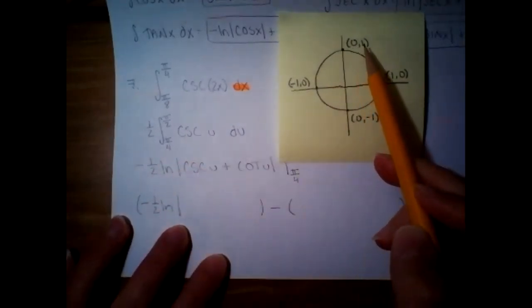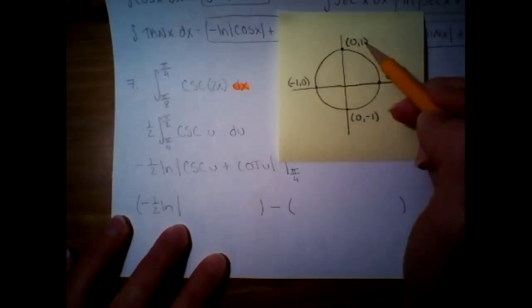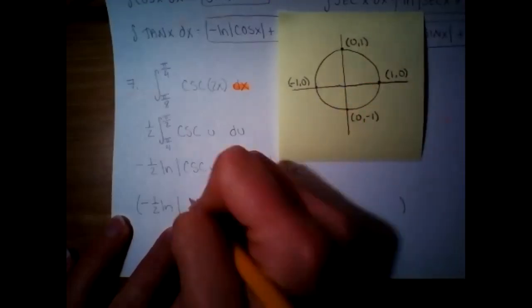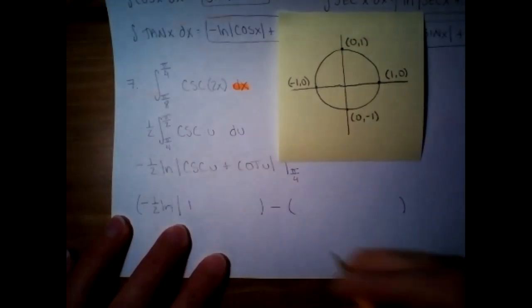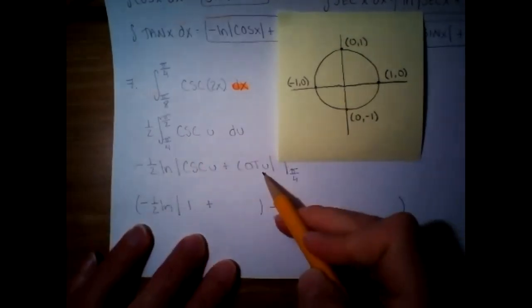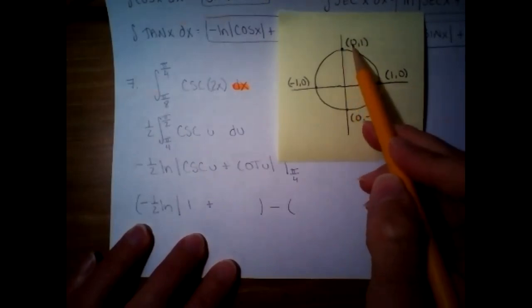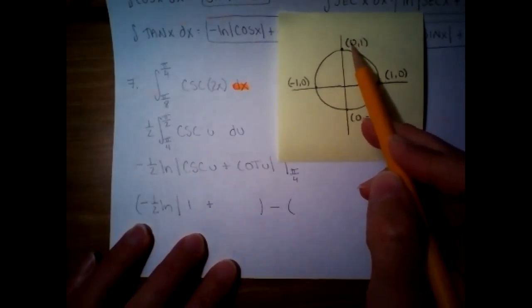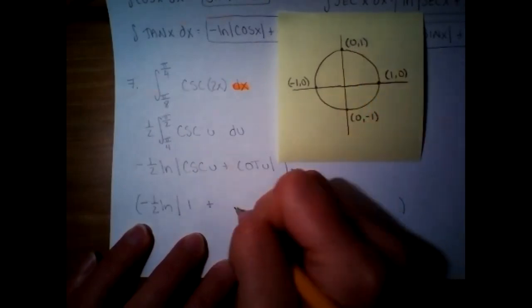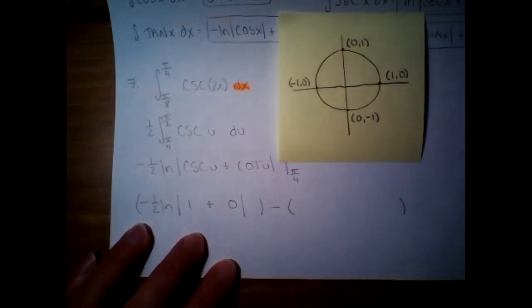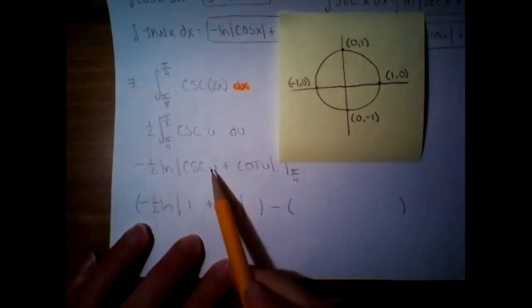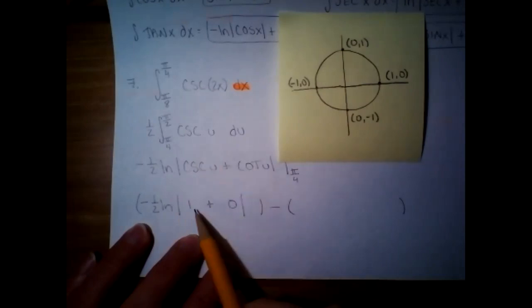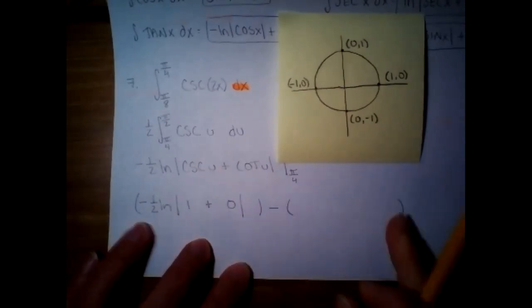Cosecant means you're going to flip the y value. It's the reciprocal of sine. So sine is 1, cosecant means you flip that or reciprocate that. So we just get 1. Plus cotangent of pi over 2. Cotangent is cosine over sine or x over y, however you want to think of that. 0 over 1 is 0. So this was negative 1/2 ln, and then we plugged in pi over 2. Cosecant of pi over 2 gave us 1, cotangent of pi over 2 gave us 0.